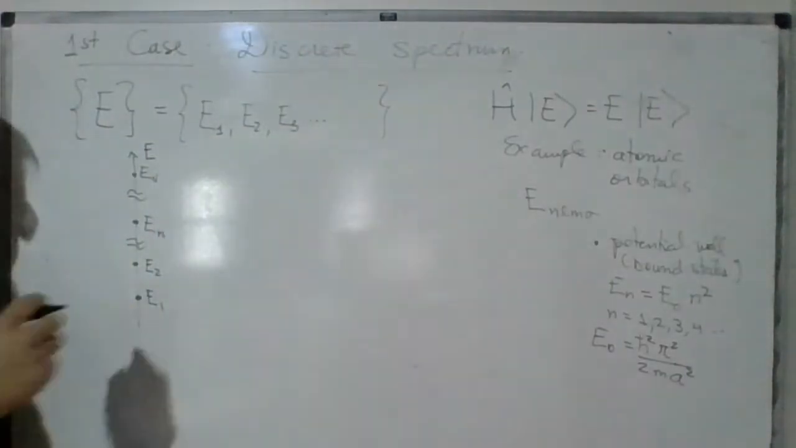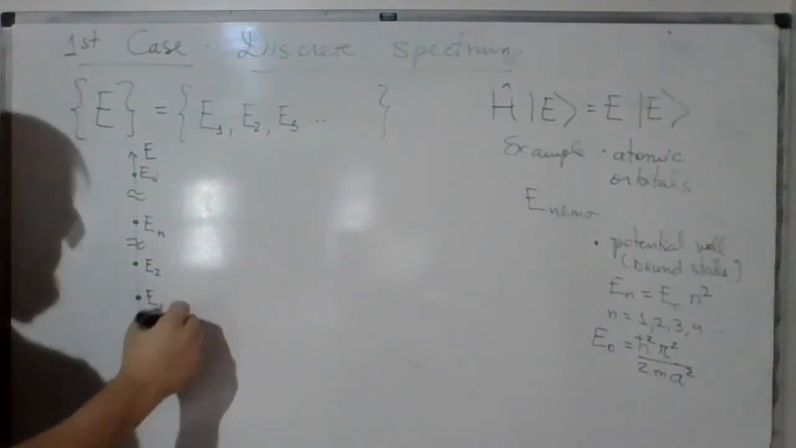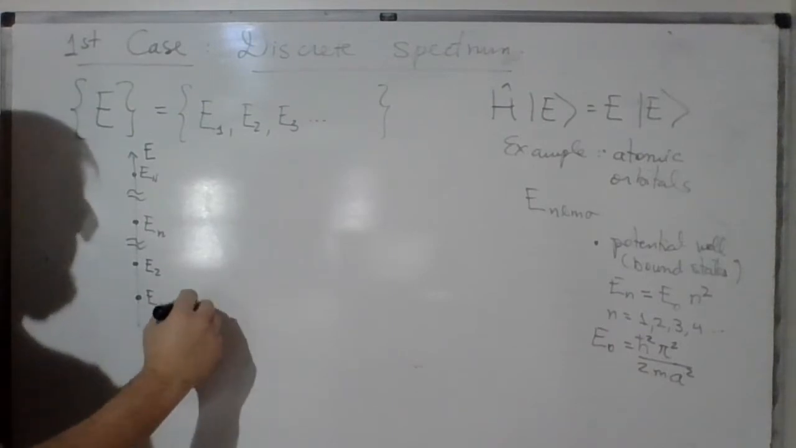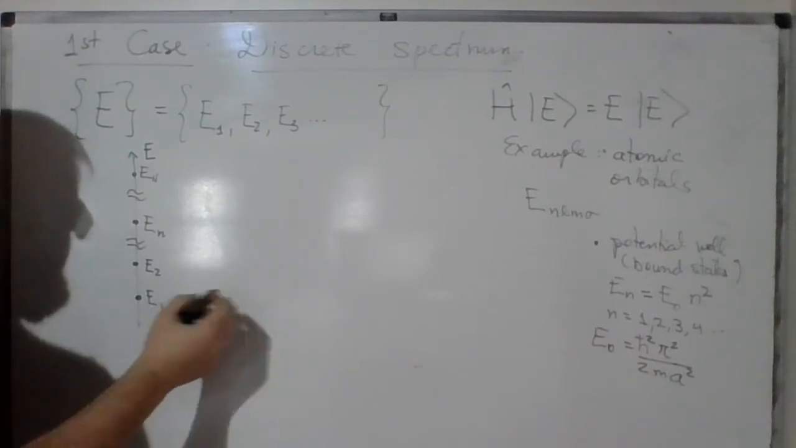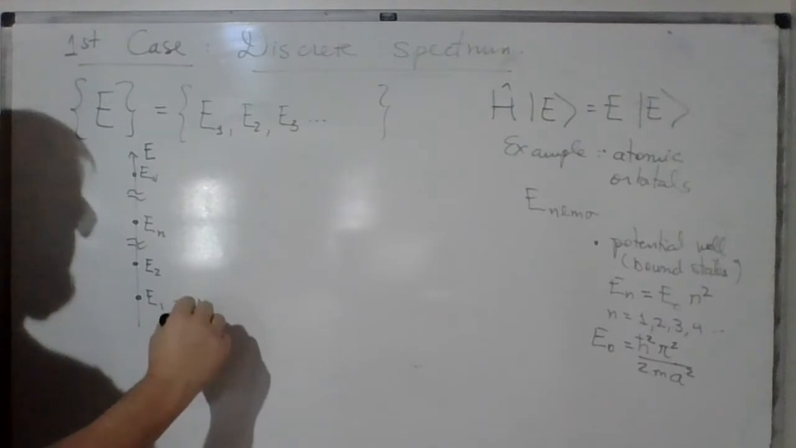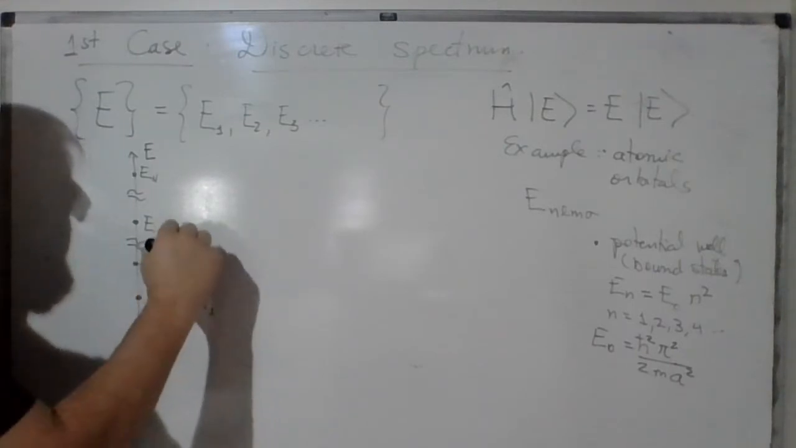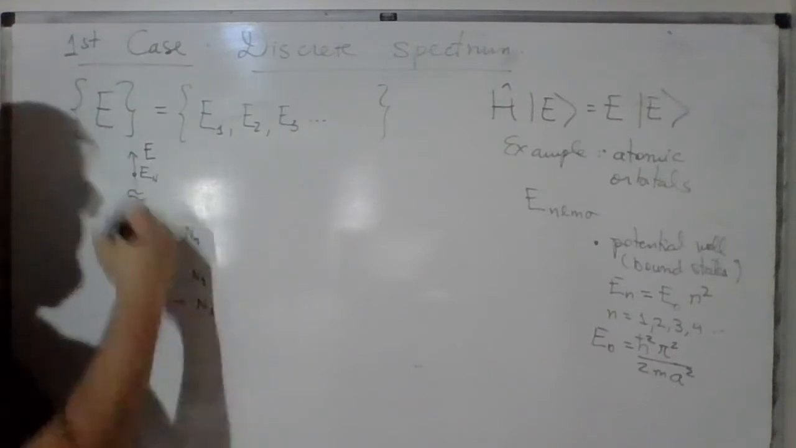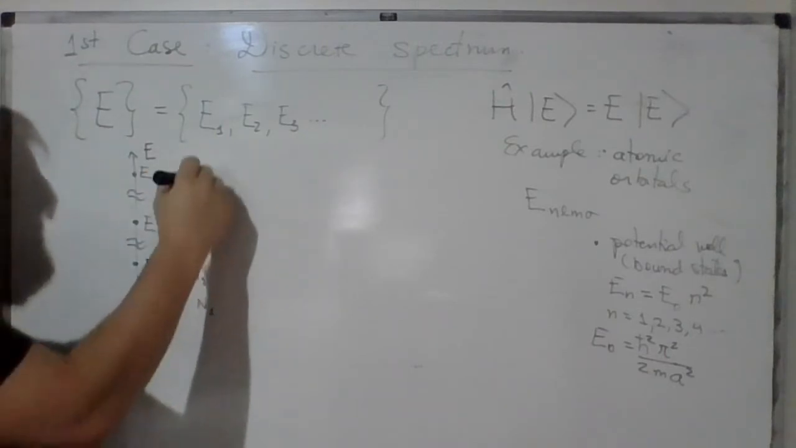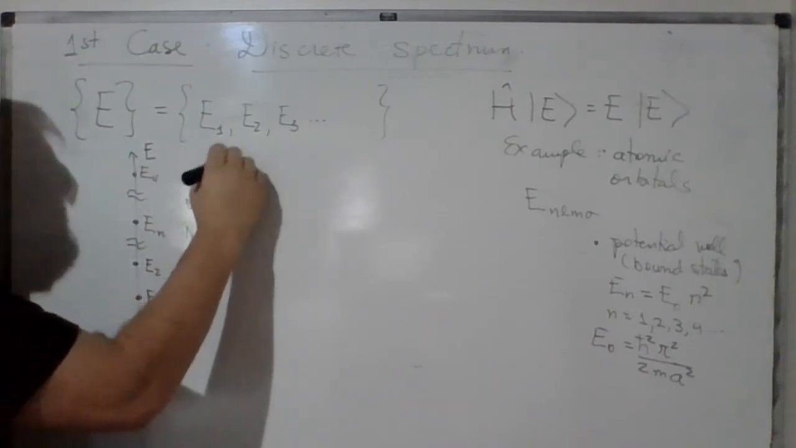So here you have a degeneracy. Suppose you have a degeneracy number. I will call it n1, n2, n sub n. Okay, so this is the degeneracy of the level.